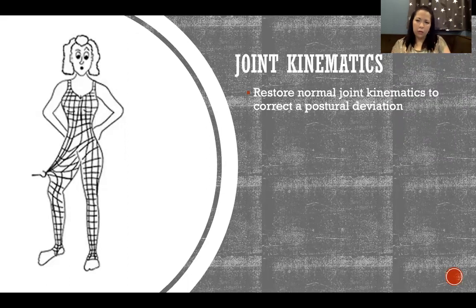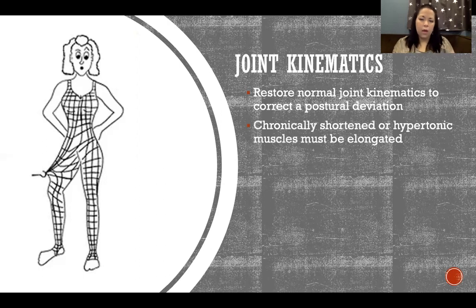Okay, joint kinematics. So we need to restore normal joint kinematics to correct a postural deviation. So when we have postural deviation, it means that our joints are not moving the way they're supposed to. And that could be because there is one rogue joint that's doing things incorrectly and all the others have to move incorrectly to make up for it. So we need to restore our normal joint kinematics to resolve whatever postural deviation or compensation is happening. Chronically shortened or hypertonic muscles need to be elongated. And again, there are many modalities we can use to make all of these types of corrections.